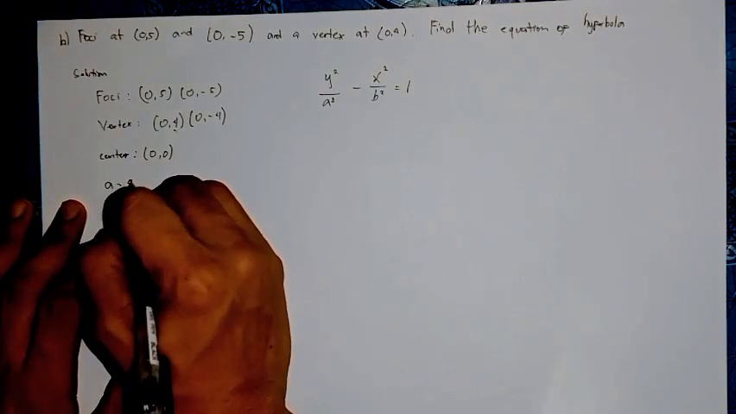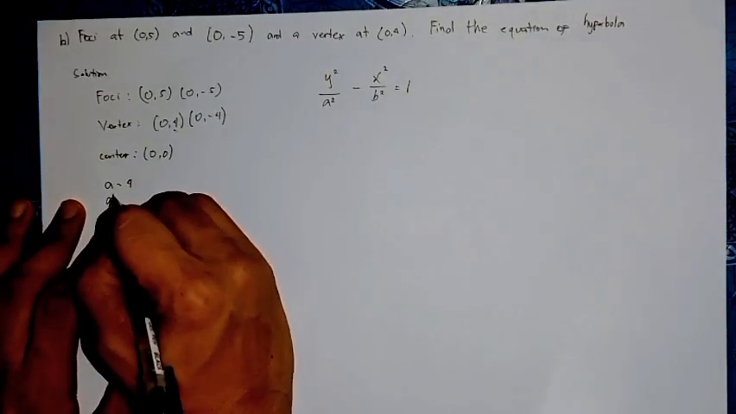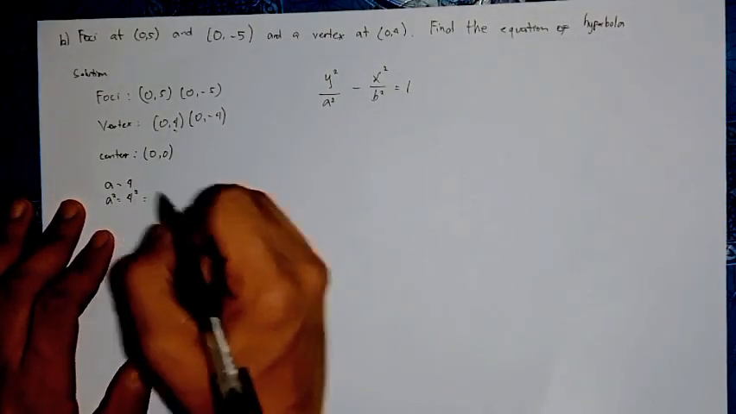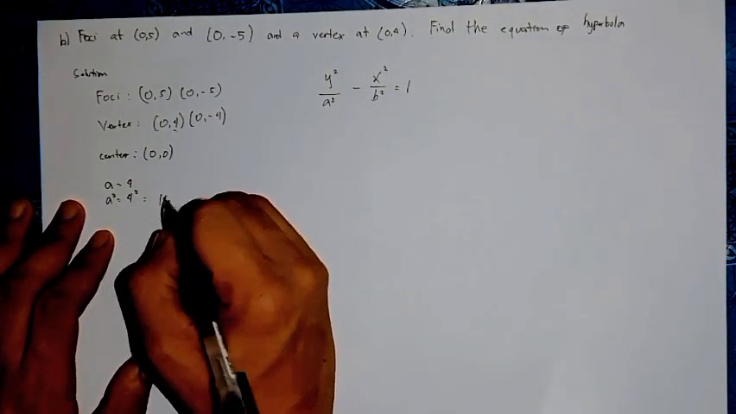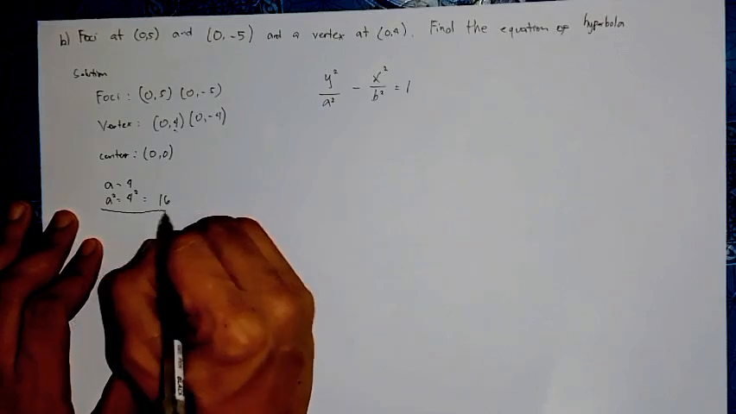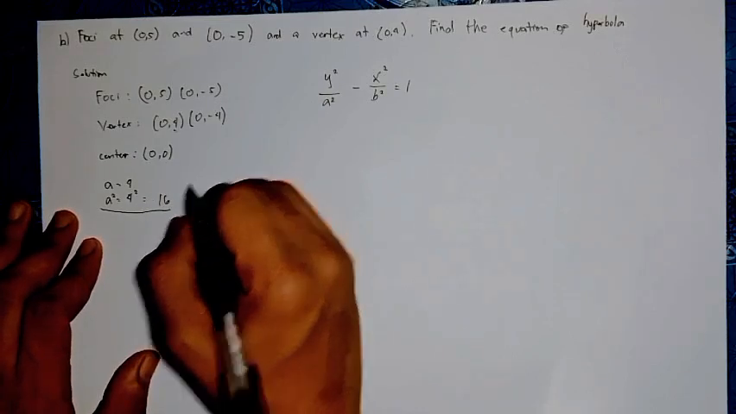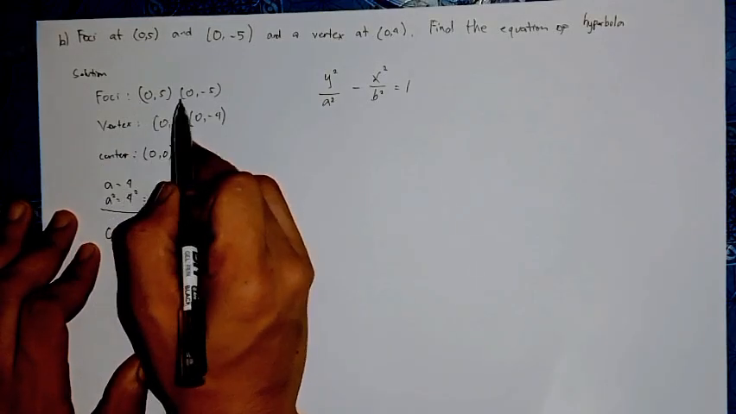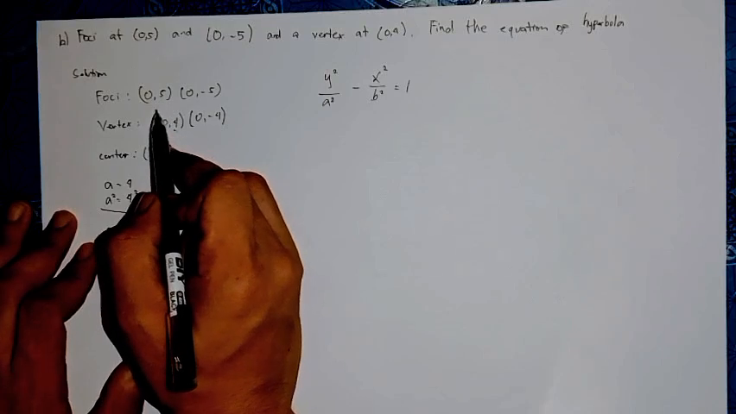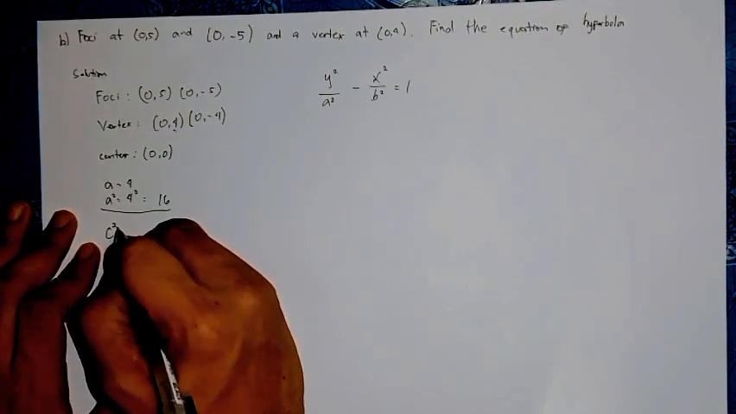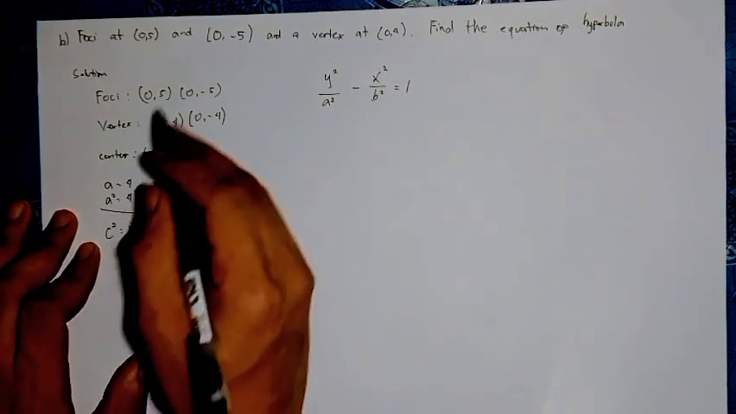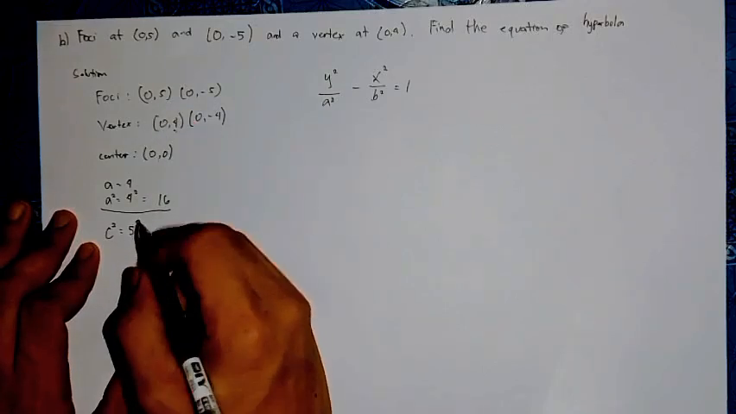So we find a squared. a squared is equal to 4 squared, or 16. 4 times 4, 16. So a squared is equal to 16. And remember that the foci is denoted as c, right? So c is equal to 5, since 5 squared, therefore c squared is equal to 25.